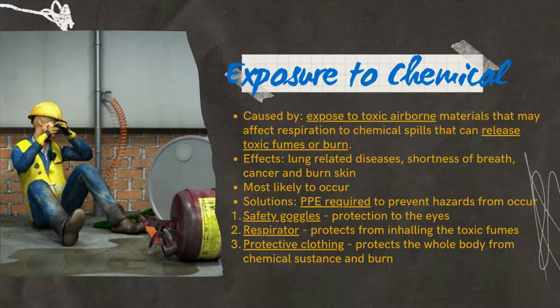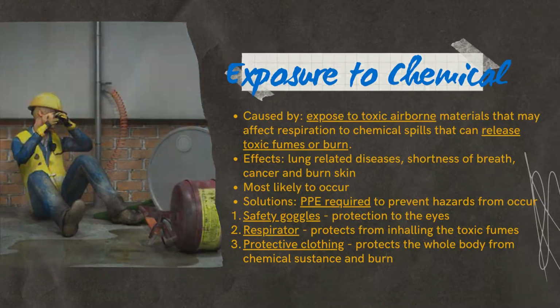The last hazard is exposure to chemicals, caused by exposure to toxic airborne material that may affect respiration, or chemical spills that can release toxic fumes or burn. The effects are lung-related disease, shortness of breath, cancer, and burned skin. The solution is the PPE required: safety goggles to protect the eyes, a respirator to protect from inhaling the toxic fumes, and protective clothing to protect the whole body from chemical substances and burns.